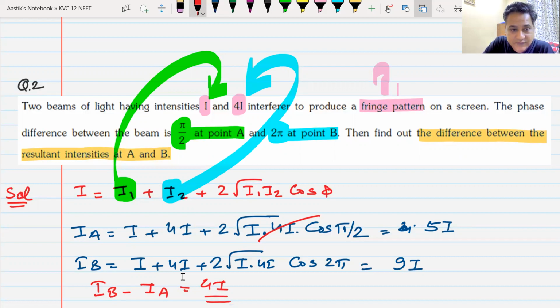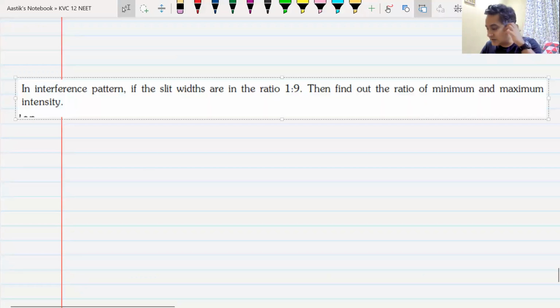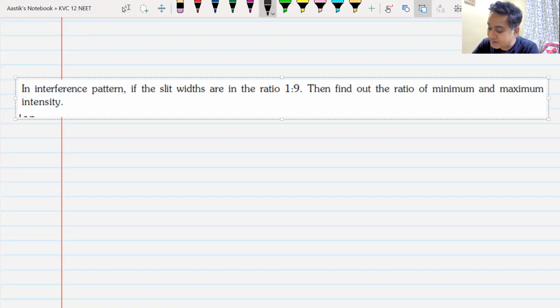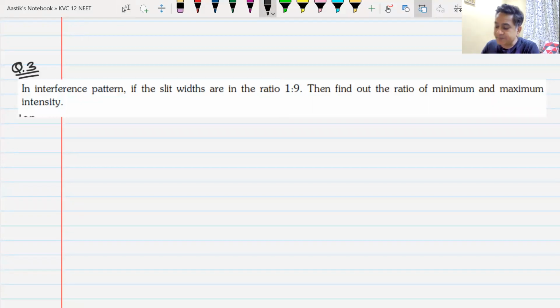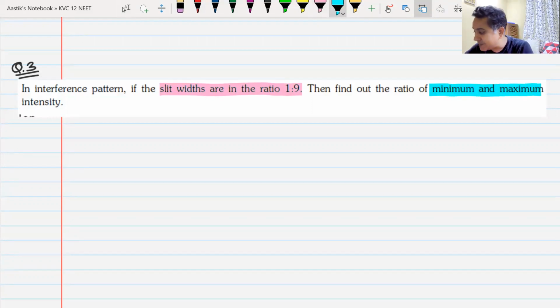And let us see if you can do this one. Remember, this is more a question of maths, and when I say maths, it is 8, 9, 10 standard maths. Then physics. Physics is just one step. If you can do this, well done. Question number 3. In interference pattern, if the slit widths are in the ratio 1:9, find out the ratio of, remember which ratio they're asking, minimum and maximum intensity. Simple question. I'll give you 2 minutes to solve this.